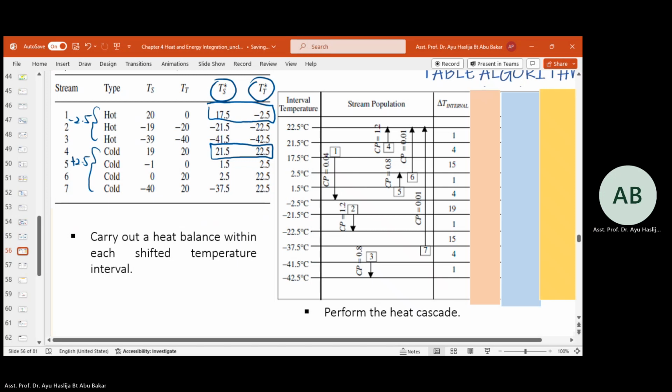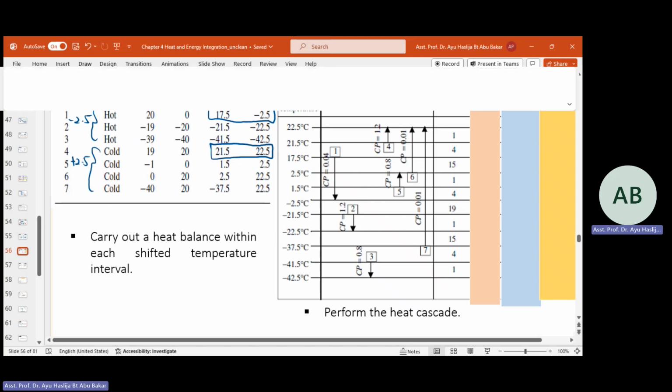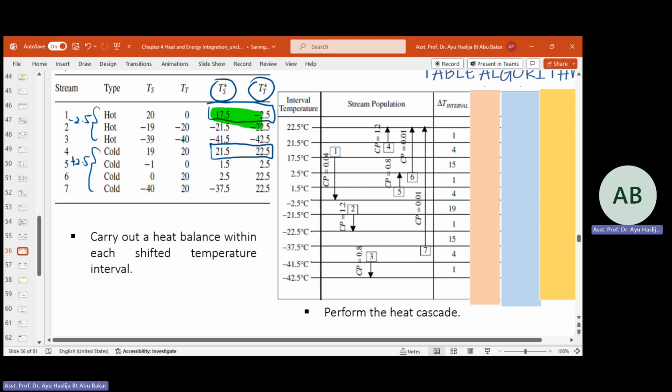Okay. Then carry out the heat balance within each shifted temperature interval. You arrange the interval temperatures first. How do we arrange these interval temperatures? Descending order, correct. From all these shifted temperatures, go in descending order.